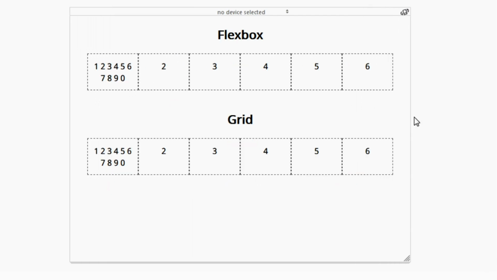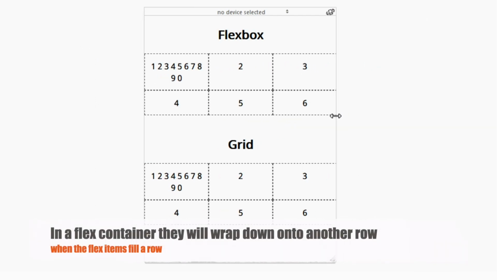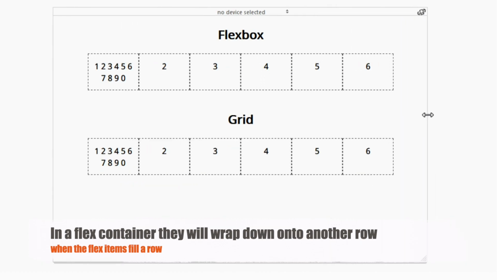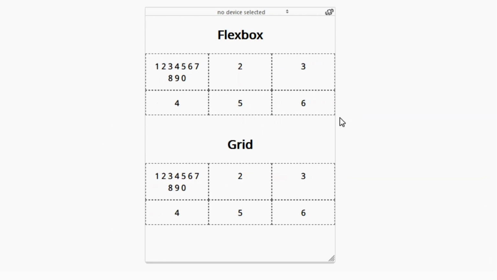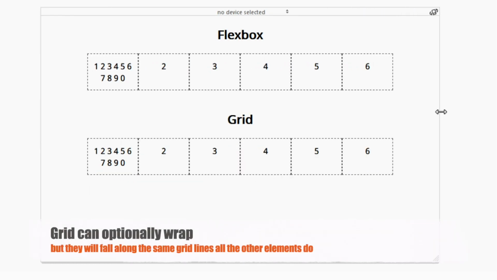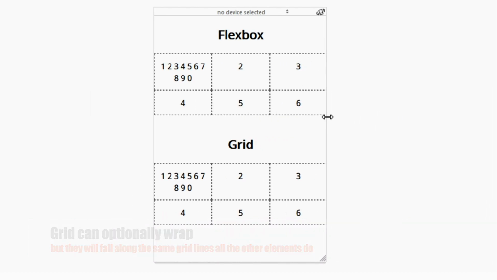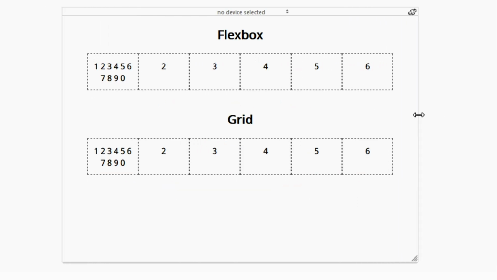When the total width of items inside the container is greater than the width of the container, in a Flex container they will wrap down onto another row when the Flex items fill a row. Grid can also optionally wrap, but as they do, they will fall along the same grid lines all the other elements do. So in this case, Flexbox outperforms Grid.